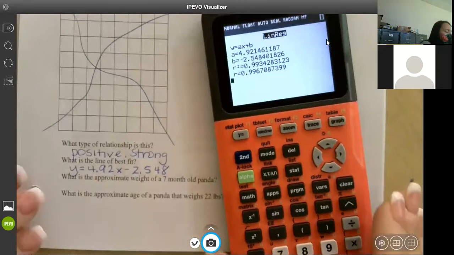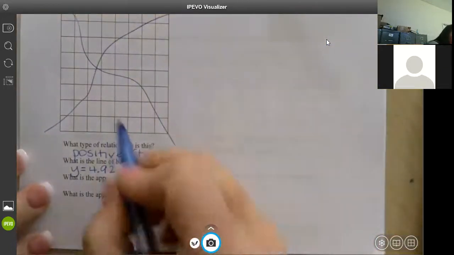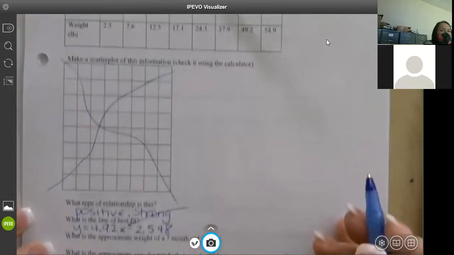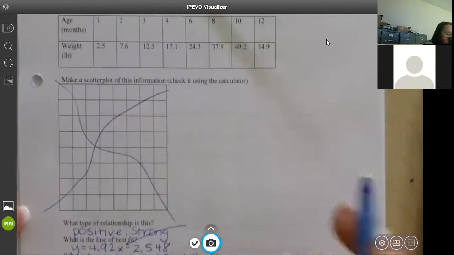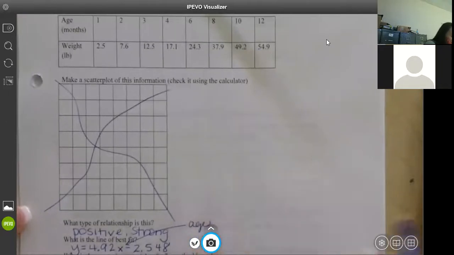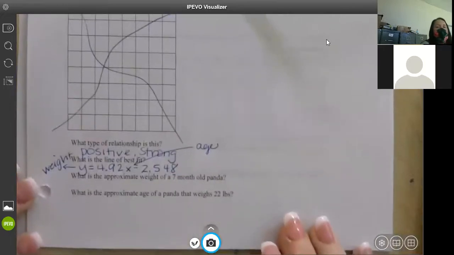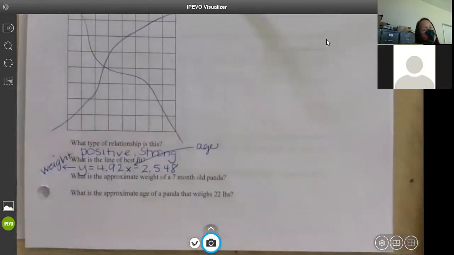All right. So look back up at the chart and tell me what X represented. The age. What did Y represent? How fat it was, the weight. We're talking about baby pandas. So the first question is the easy one. It's what we've been doing the whole time. What is the approximate weight of a 7-month-old panda?